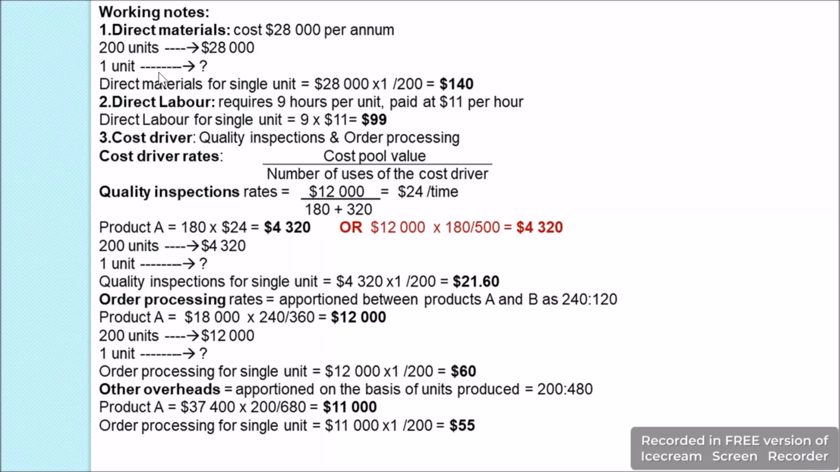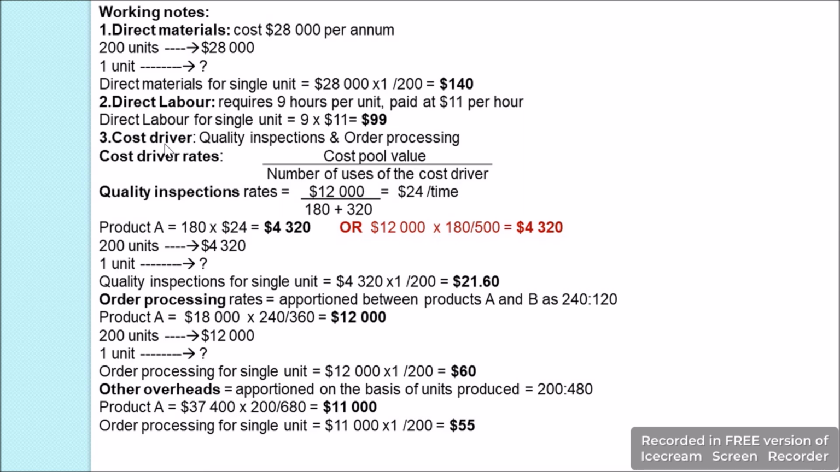For 1 unit, how much? We cross multiply this. We get the direct material for a single unit as 28,000 times 1 divided by 200, and the value we get will be $140 for direct material for a single unit. Then we have direct labor. It was also mentioned that product A requires 9 labor hours to produce a single unit, and these laborers are paid at the rate of $11 per hour. So the direct labor for a single unit will be 9 times 11, which will be $99.